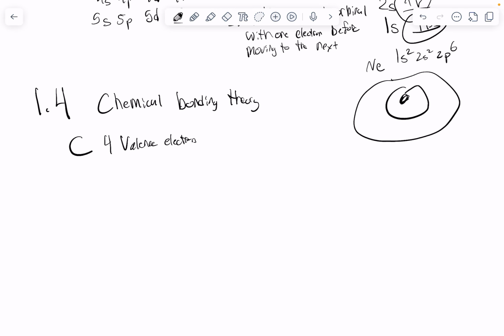The outermost shell is the valence shell. And the electrons on the outermost shell are called valence electrons.